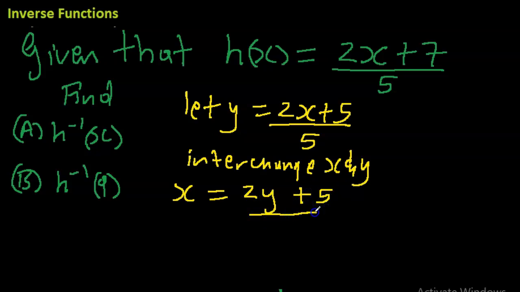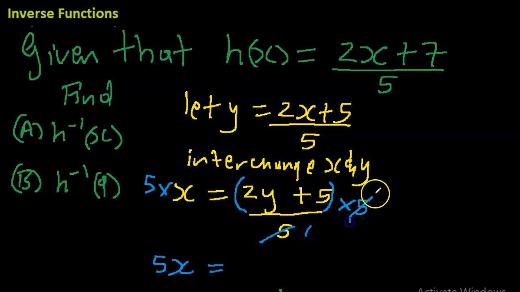And of course, you want to get rid of the denominator. 5 there, so you times both sides by 5. So 5 times the left, and 5 times the right. So times both sides by 5. Now 5 times x, that's 5x. And 5 into 5, 1. And so you're left with 2y plus 5.